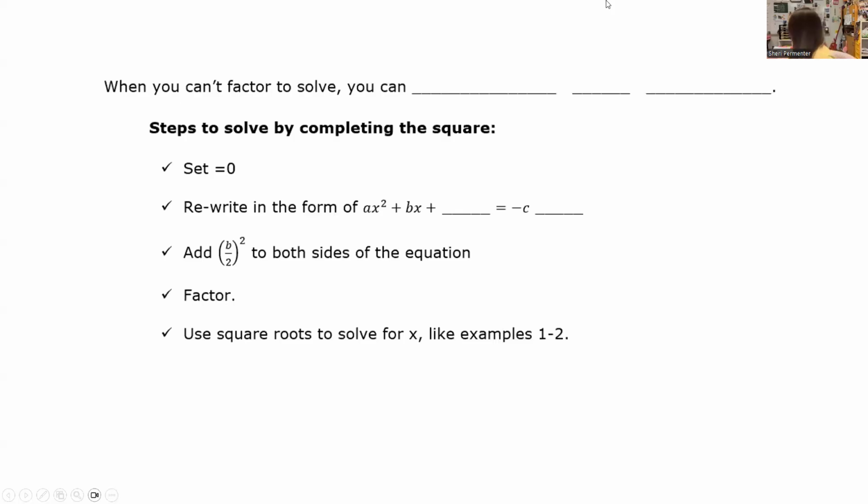All right, the notes. The next section we're going to do is for when you can't factor, or actually, even if you can factor, you can complete the square to solve every time. There's a couple of methods that we're going to learn about that you can use all the time. Completing the square is one of them, so that's what goes in the first blank: complete the square.